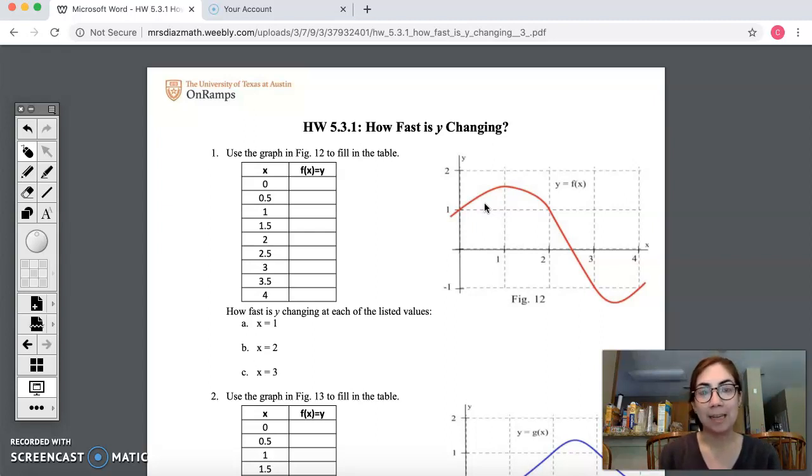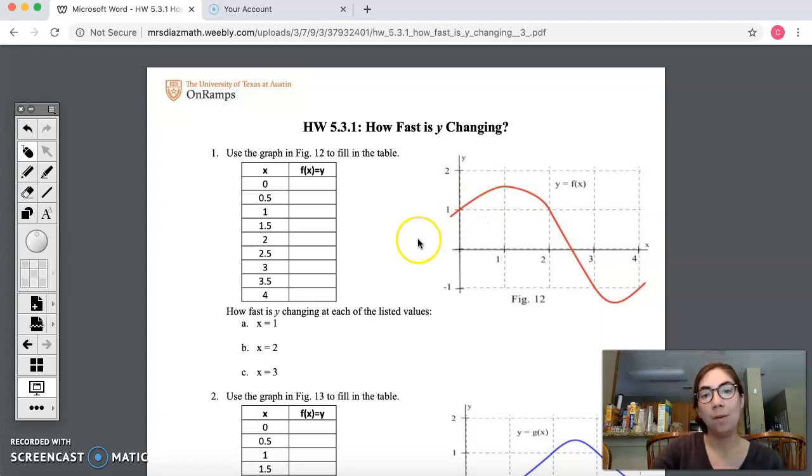I'm going to take a look at now homework 5.3.1, how fast is y changing? So remember, during these notes, we are talking a lot about slope, rise over run, and average rate of change. There's a lot of different terms for slope, and the most famous of them all is the last thing that we talked about before we left for break, which is the derivative.